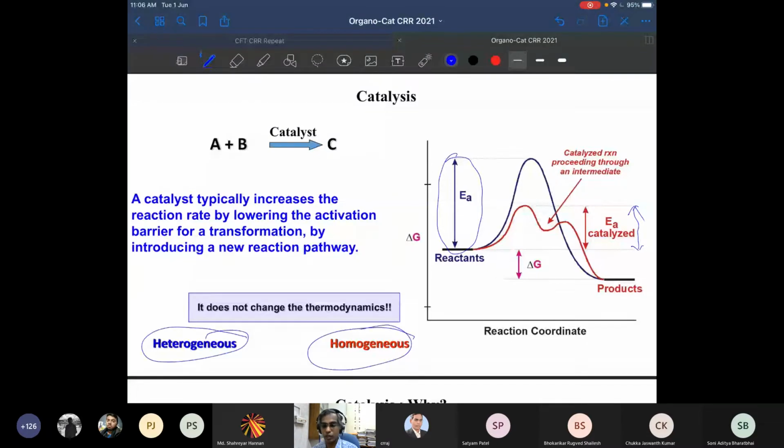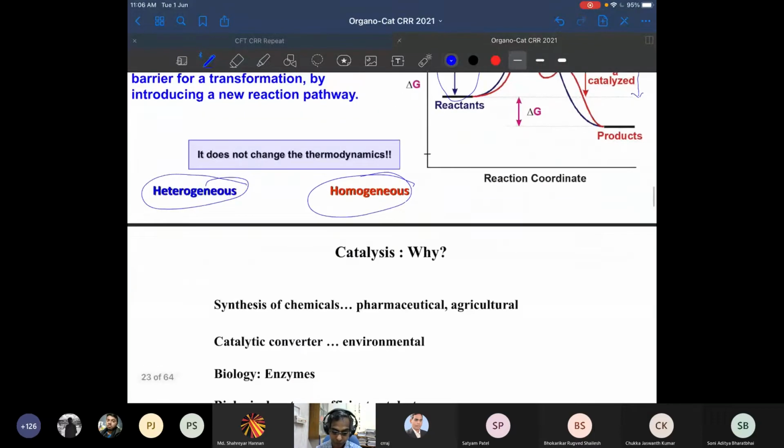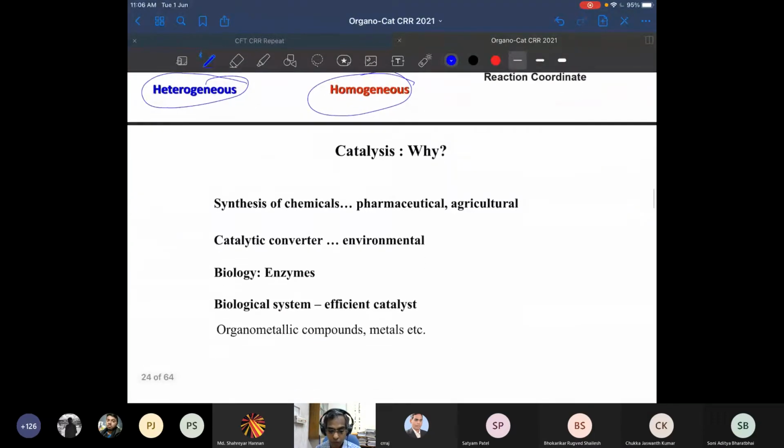Homogeneous, in the sense that everything is homogeneously distributed. Heterogeneous, I will give a typical example in the coming slides. In heterogeneous catalysis, you have two different phases: the solid phase as well as the liquid phase. Now, why do we talk about catalysis?